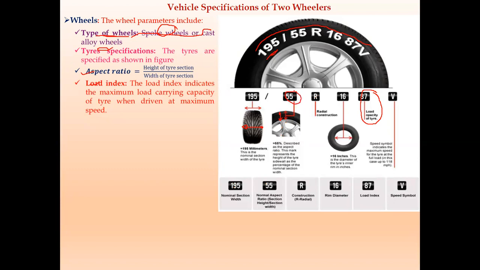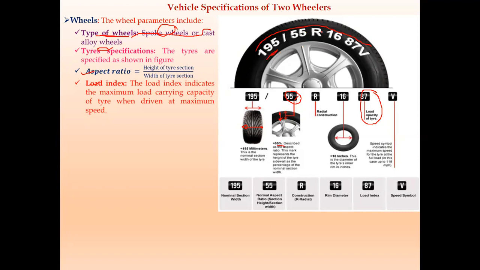It is the nominal aspect ratio, or we can say aspect ratio. Because it is an aspect ratio, we can say 55% is described as the aspect ratio. So it is a percentage. Aspect ratio is in percentage. So it is the ratio of height of the tire to the width of the tire. So this represents height of the tire sidewall as a percentage of nominal section width.